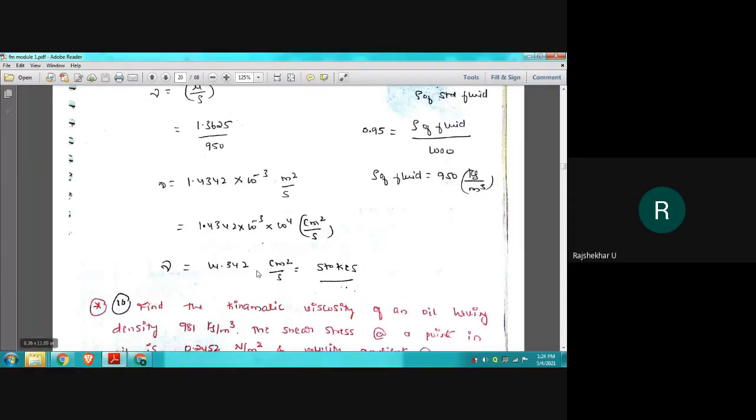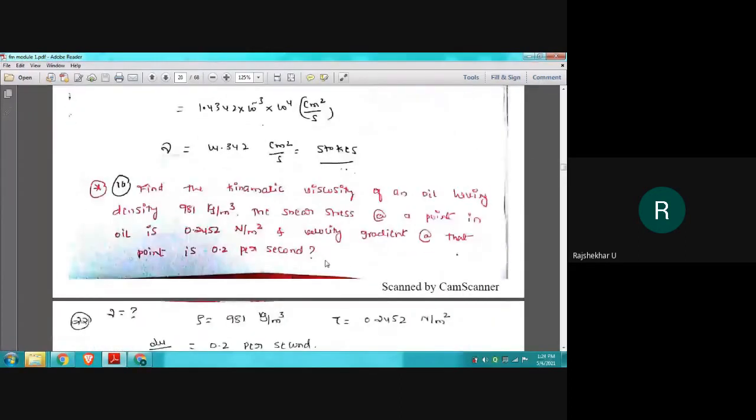This is a simple conversion, but just don't multiply by 100, as the square term is there. You consider the square also. That is why instead of getting 100, you are getting 10,000 here, because there is a square. So this centimeter square, we can directly write it in Stokes. As per the problem statement, we found viscosity in poise and kinematic viscosity in Stokes.